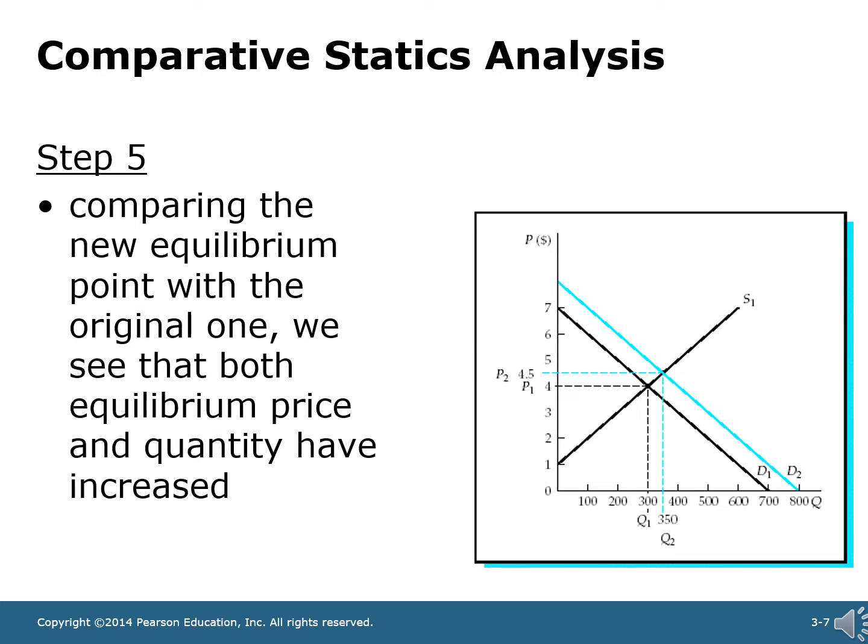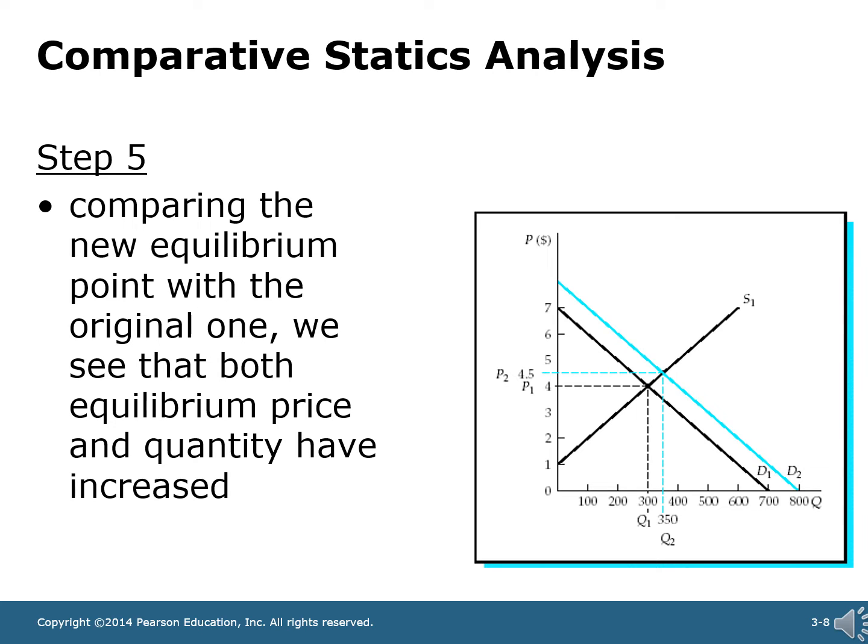So now we compare the new equilibrium point with the original equilibrium point. What happens when there is an increase in consumer income that shifts the demand curve to the right? We move from D1 to D2, and it changes both the equilibrium price and the equilibrium quantity. The equilibrium price increases from $4 to $4.50, and the equilibrium quantity being bought and sold increases from 300 to 350 units. Therefore, when the demand curve shifts to the right because consumer income increases, both the equilibrium price and the equilibrium quantity increase.